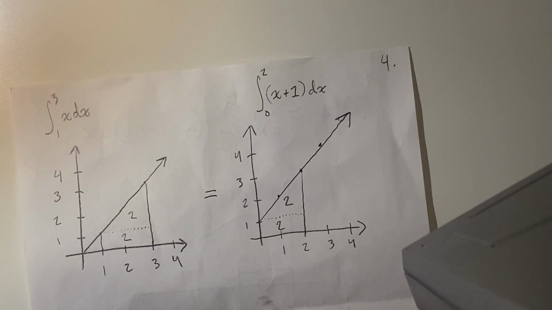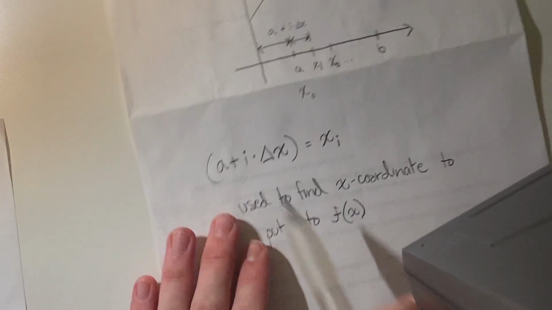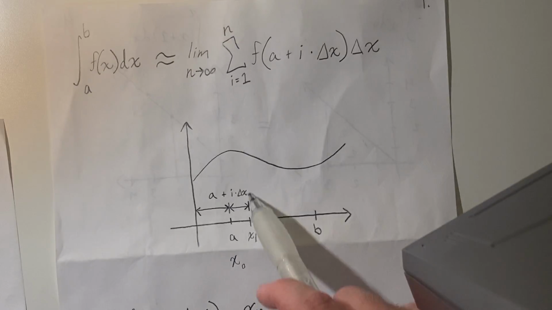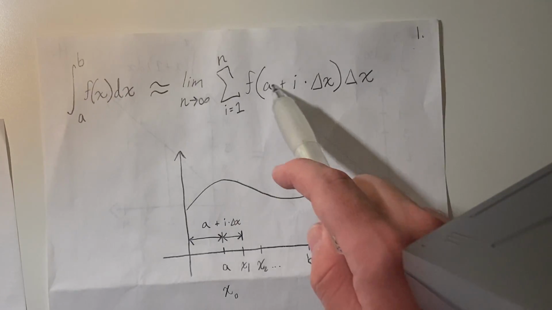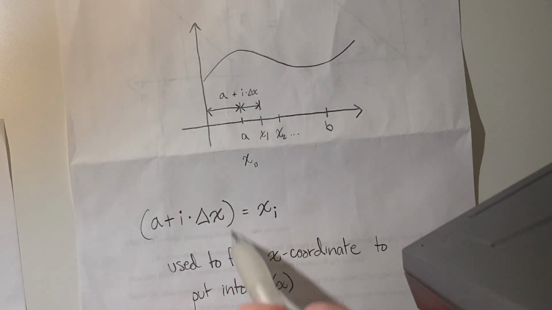So that's, I think, how you do the problem. I think the biggest emphasis out of this is really understanding that this a plus i times delta x is to get x sub i, which goes in here. And if there are any outside functions acting on it, that's what changes it.